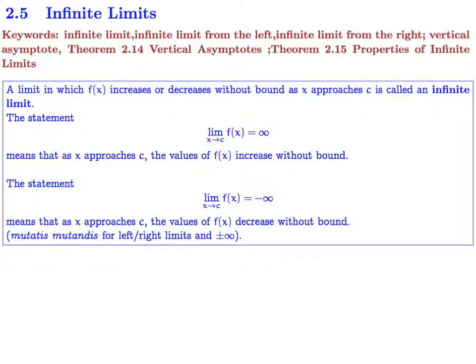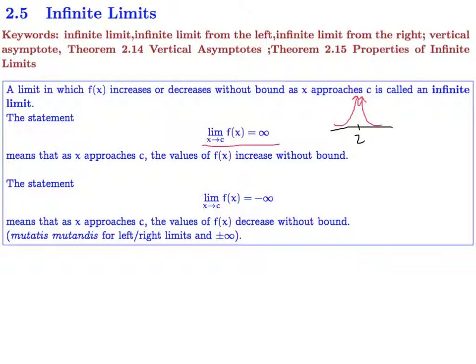So now for our more formal definition: a limit in which f of x increases or decreases without bound as x approaches c is called an infinite limit, whether or not it gets bigger or smaller. And we have two notation styles. One, if it just equals infinity, this indicates a function that keeps getting bigger. So this was our previous example from both sides. As we get closer and closer to the value of 2, we're getting bigger.